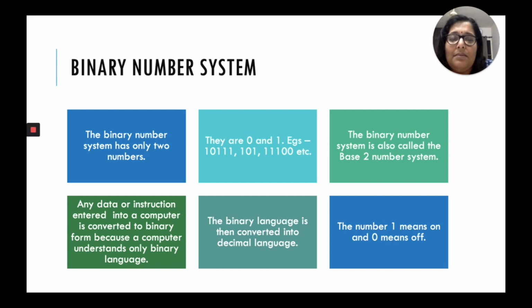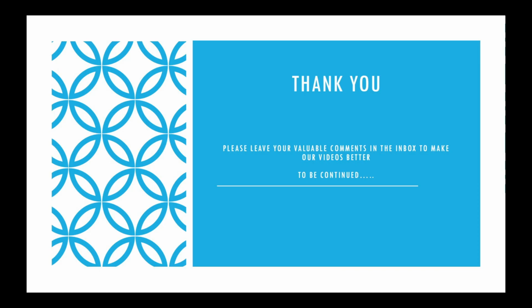The number 1 means on and 0 means off. I hope you understood what a number system, a decimal number system, and a binary number system are. Please go through it. Thank you.